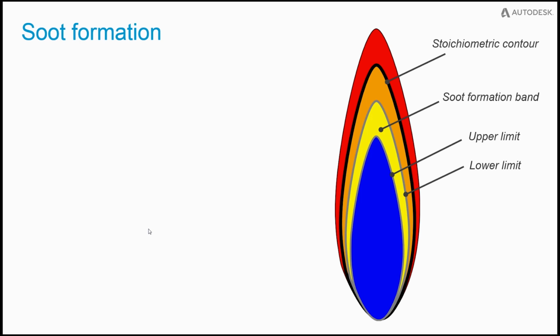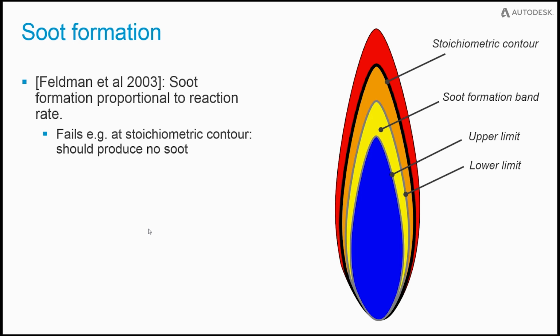So another important part of the look of fire and combustion phenomena in general is of course soot. In graphics, it's typically done by forming soot proportional to the reaction rate. So the more reaction you have, the more soot you'll generate. And this approach was, for example, proposed in this 2003 paper. But there's actually a very simple scenario where this fails to model what happens in the real world. So if you look at the illustration on the right here, essentially this is a diffusion flame.